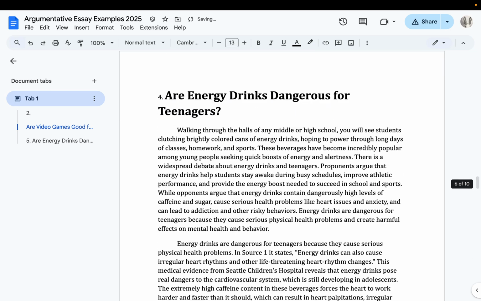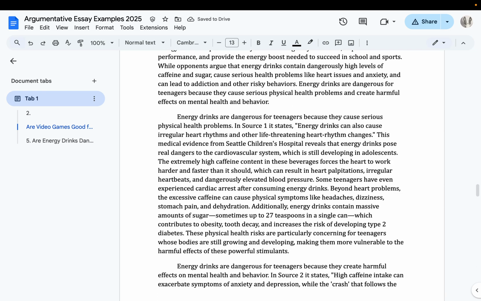So let's look at their first body paragraph. Energy drinks are dangerous for teenagers because they can cause serious physical health problems. Great topic sentence. Again, thesis plus first reason. Then they go into their first evidence. In source one, it states energy drinks can also cause irregular heart rhythms and other life threatening heart rhythm changes. Great evidence. This medical evidence from the Seattle Children's Hospital reveals that energy drinks pose real dangers to the cardiovascular system, which is still developing in young kids.